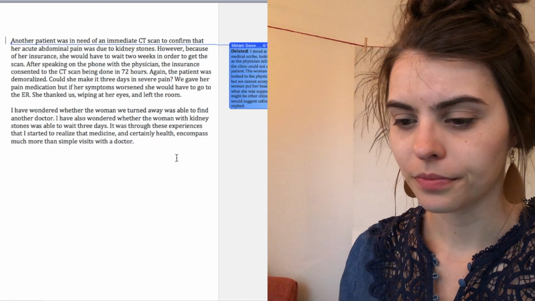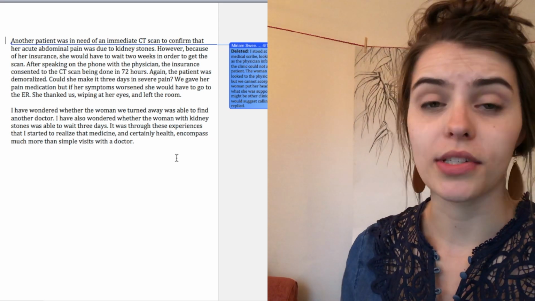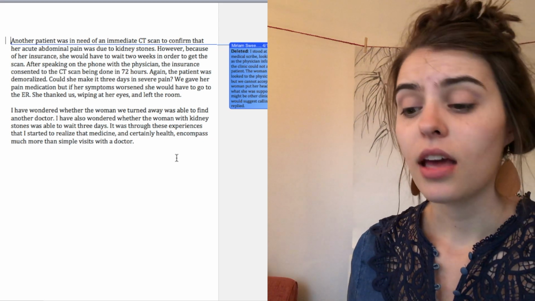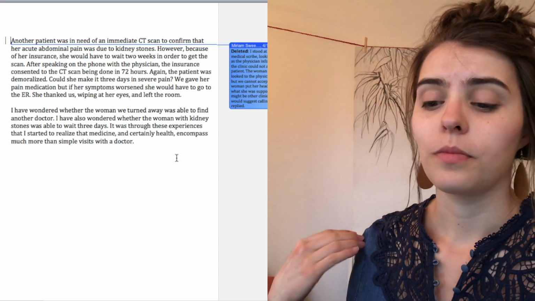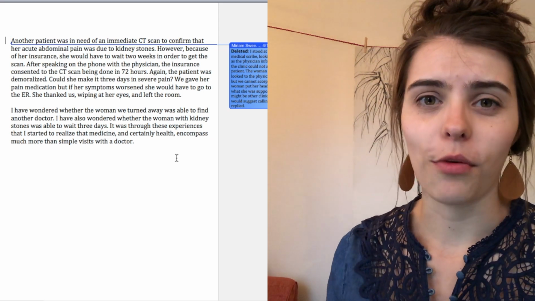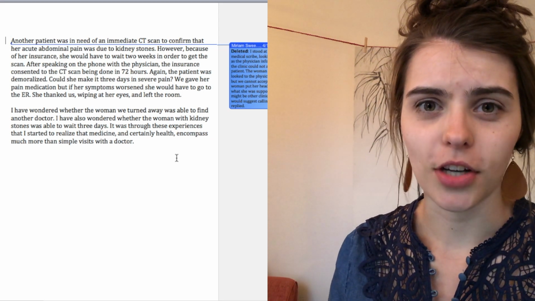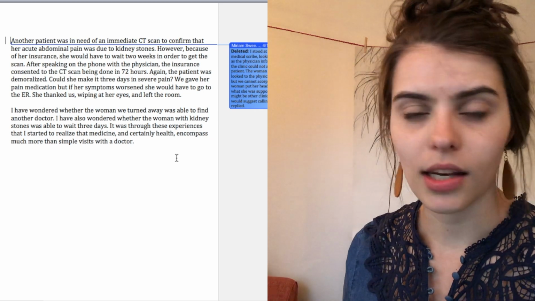Great. The second story starts, another patient was in need of an immediate CT scan to confirm, etc. Now, this isn't the way we want our personal statement to start. First of all, it's obvious something was deleted. Second, there's nothing hooking the reader here. So let's start out this personal statement with some action.